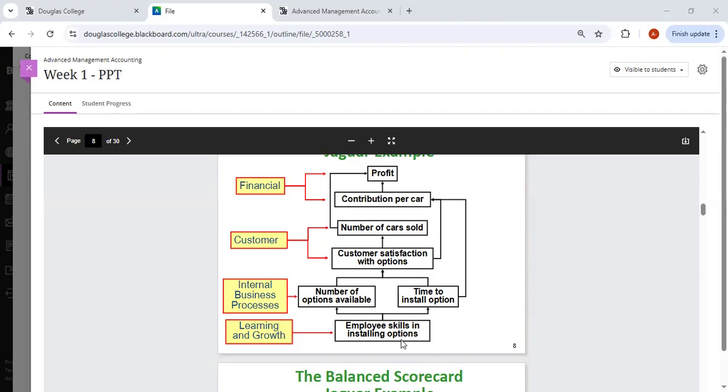How is this going to help us? Well, again, it's going to help us sell more cars. And on the profit side, we're going to see an increase in our profit.